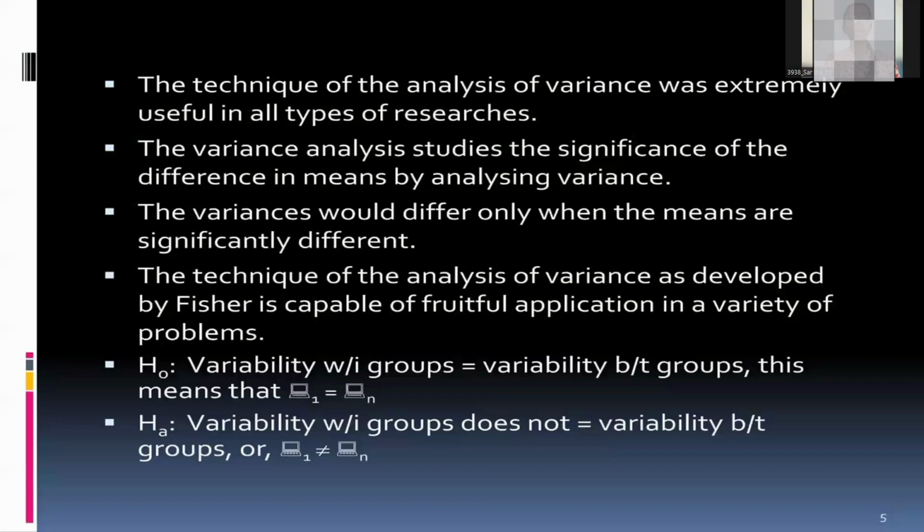H0, the null hypothesis: the variability within the groups is equal to the variability between the groups. HA, the alternate hypothesis: the variability within the groups does not equal the variability between the groups.